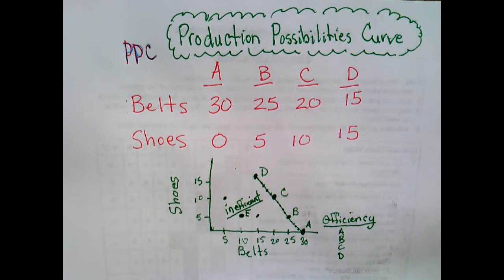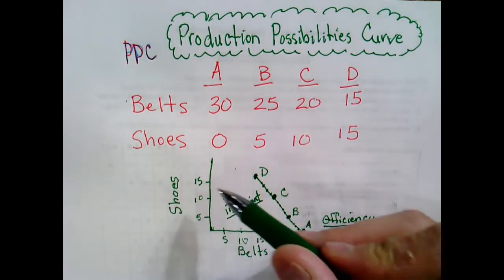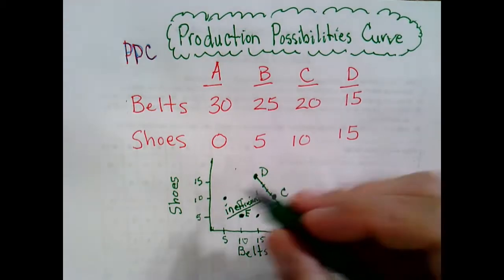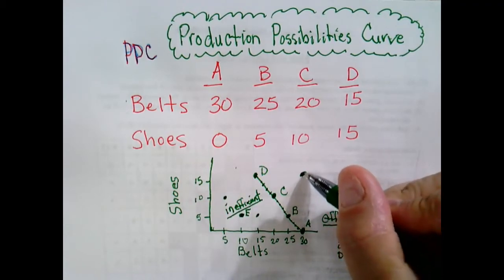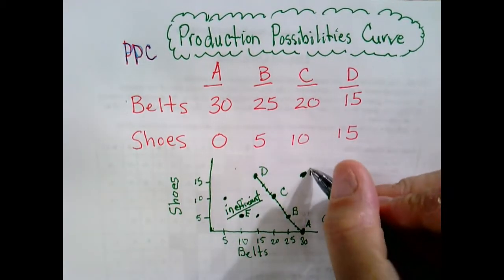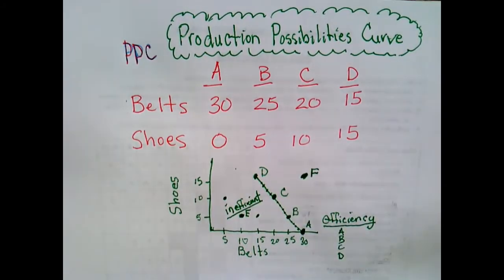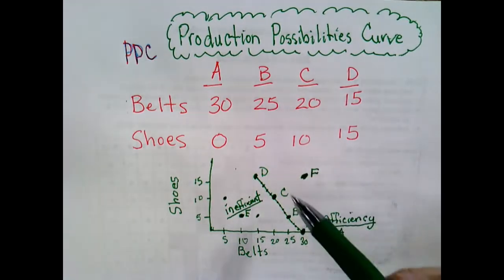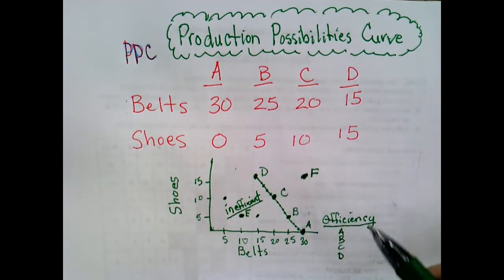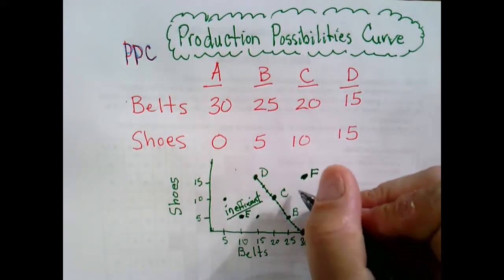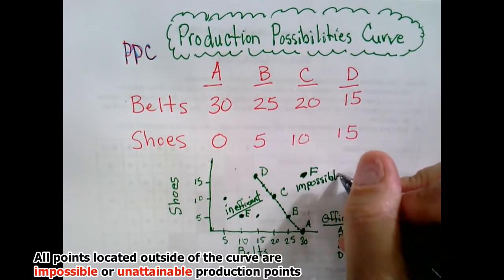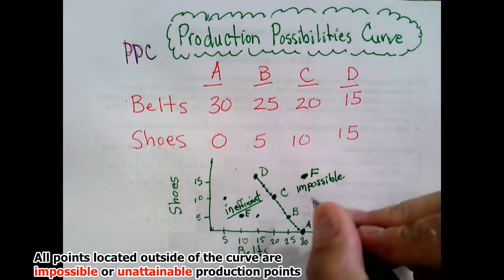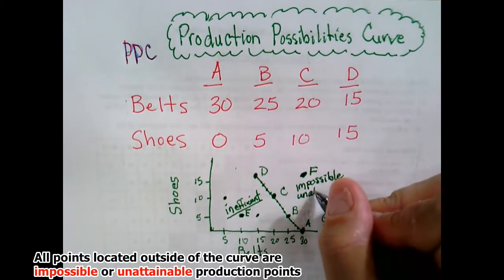Now, suppose that this company wanted to produce at 15 shoes and 30 belts. That will put the point outside of the curve, which is about right here, and we're going to label that point F. Now, the thing you need to know about point F, and any point that would be located outside of this particular line or curve, this is an impossible point of production. They cannot produce here, not yet. This is impossible, or sometimes you'll see unattainable.